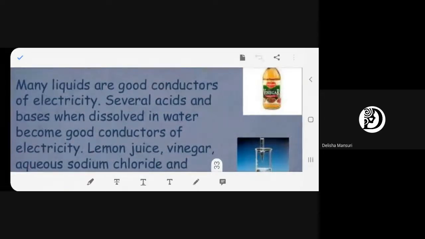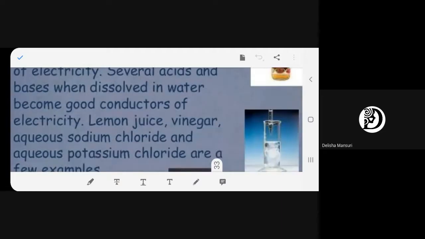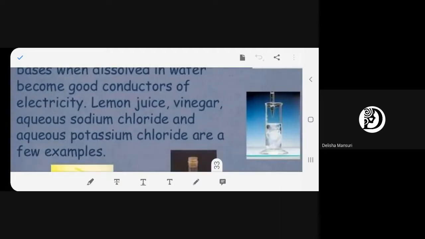Now, we know that there are lots of liquids which are conducting electricity. We know there are acids, we know there are bases. When we dissolve them in water, they become good conductors of electricity. That we have already seen. Lemon juice. What is lemon juice? Acid. Vinegar. It is acid. Aqueous sodium chloride. This is base. What is sodium chloride, beta? It is salt. Isn't it table salt? So it is base. Aqueous potassium chloride, that is also base. Now, these are few examples which can conduct electricity.